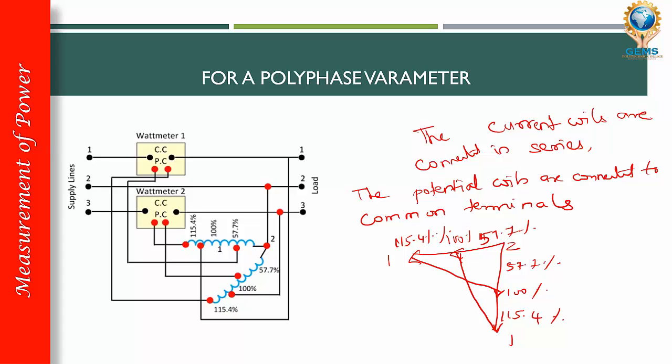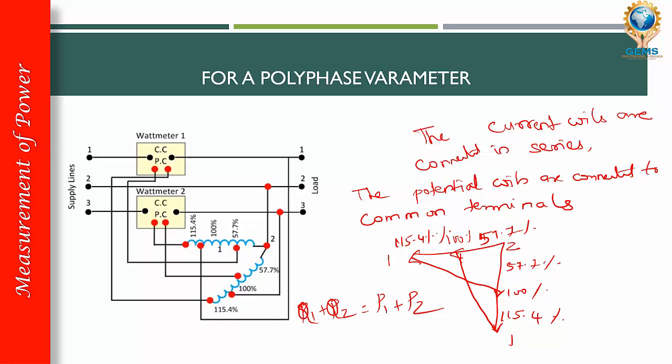This is the phasor diagram for a polyphase varmeter. The wattmeter reads the reactive power consumed by the load. The arithmetic sum of the two wattmeters is equal to the total reactive power supplied to the load. So total reactive power is nothing but the sum of the readings of both wattmeters.